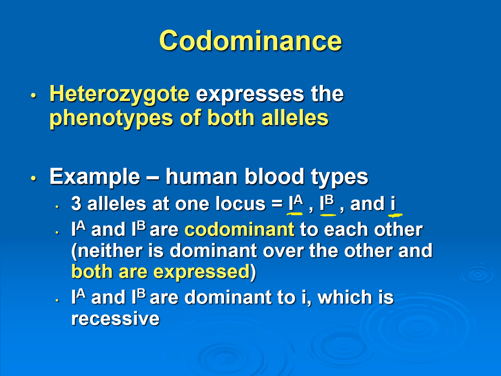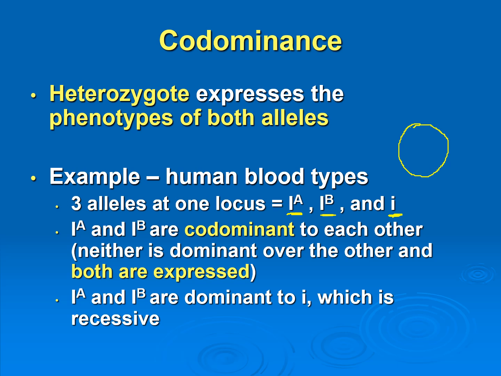Two of these alleles are codominant to each other. The I A and the I B alleles are codominant to each other. That just means that neither one is dominant to the other, and so both of them are going to be expressed. That means on the surface of your red blood cell, these alleles are going to code for a protein.